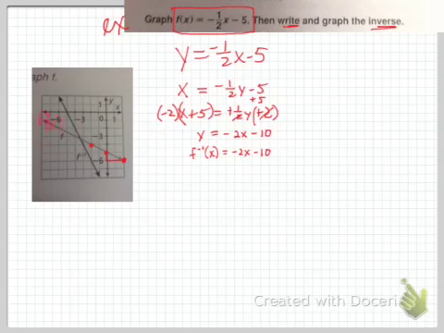Please label yours when you graph. The black line is the other graph here, which has a y-intercept of negative 10 and an x-intercept of negative 5. So you're going to call this one g of x.